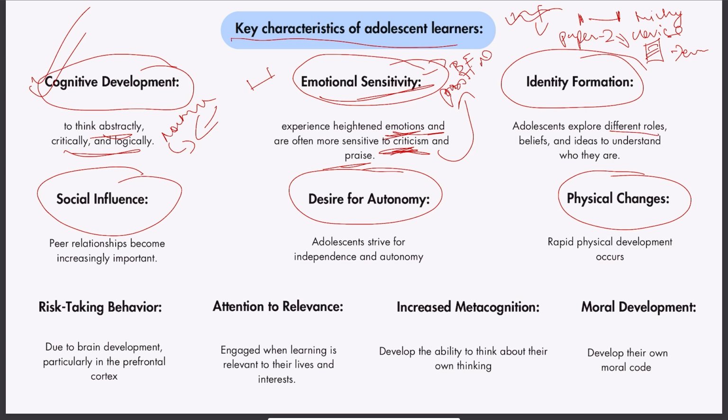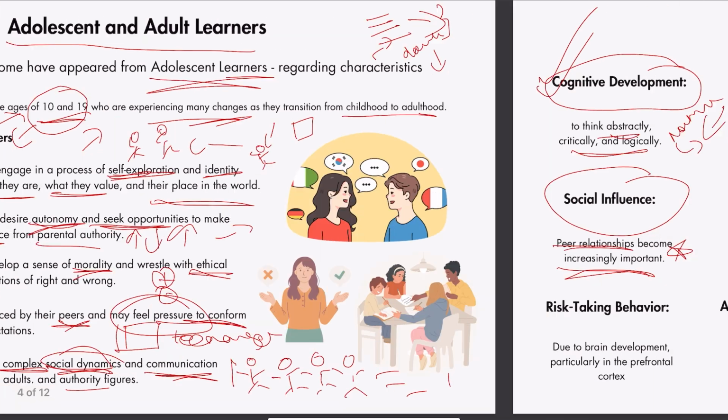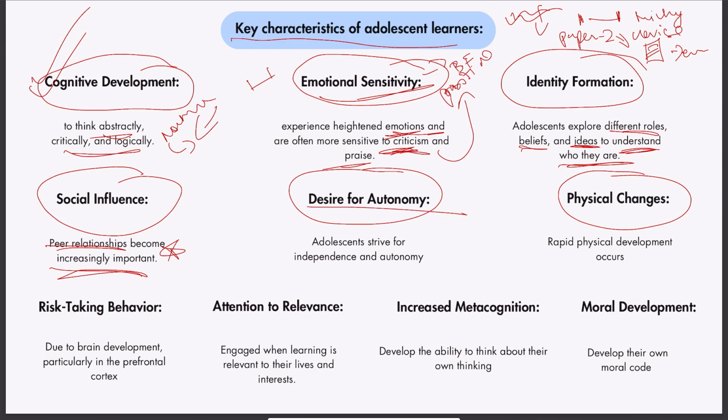Adolescents explore different roles, beliefs, and ideas to understand who they are. Easy. Next, social influence. Peer relationships become increasingly important. This is very true as we read here as well. Desire for autonomy. Adolescents strive for independence and autonomy. Physical changes. We are going through a lot of physical and hormonal changes. We go through puberty. So, this is very important.